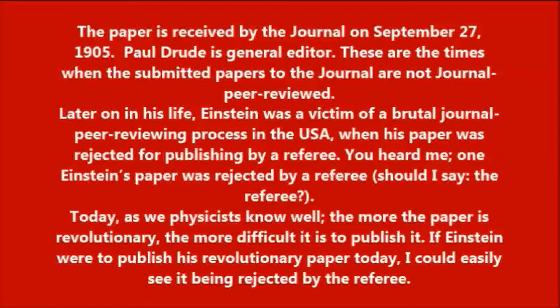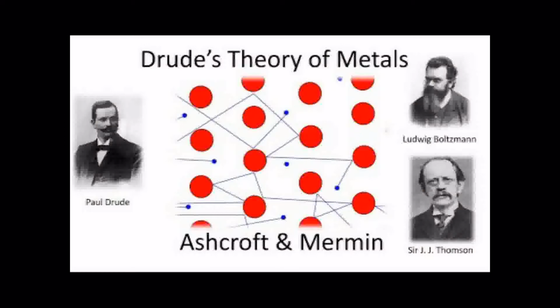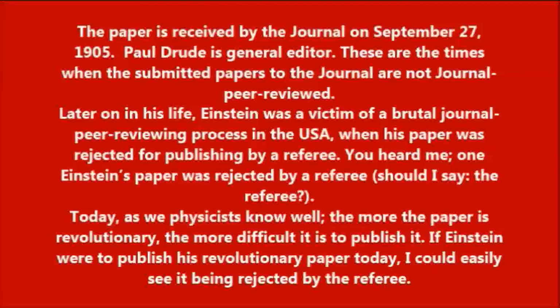The paper is received by the journal on September 27, 1905. Paul Drude is general editor. These are the times when the papers submitted to the journal are not peer-reviewed. Later on in his life, Einstein was a victim of a brutal journal peer-reviewing process in the USA, when his paper was rejected for publishing by a referee. You heard me. One Einstein's paper was rejected by a referee. Should I say, the referee?